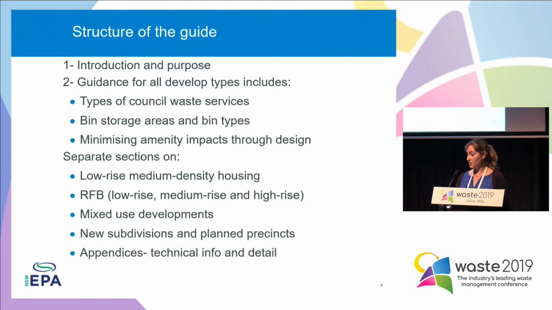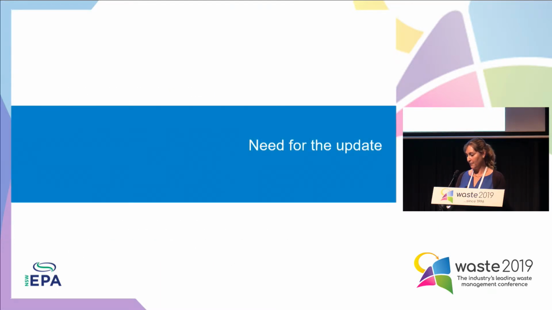So we've got some new sections in there, for example, low-rise and medium-density housing. There's a new section on residential flat buildings, and that includes the low, medium and the high-rise. We've got the mixed-use development section. We've got another new section on new subdivisions and planned precincts, which I'll go into more detail about. And then we've got the appendices, which have all the technical information and some more detail in there. So it's a very similar structure as before, but we've given it some new areas.